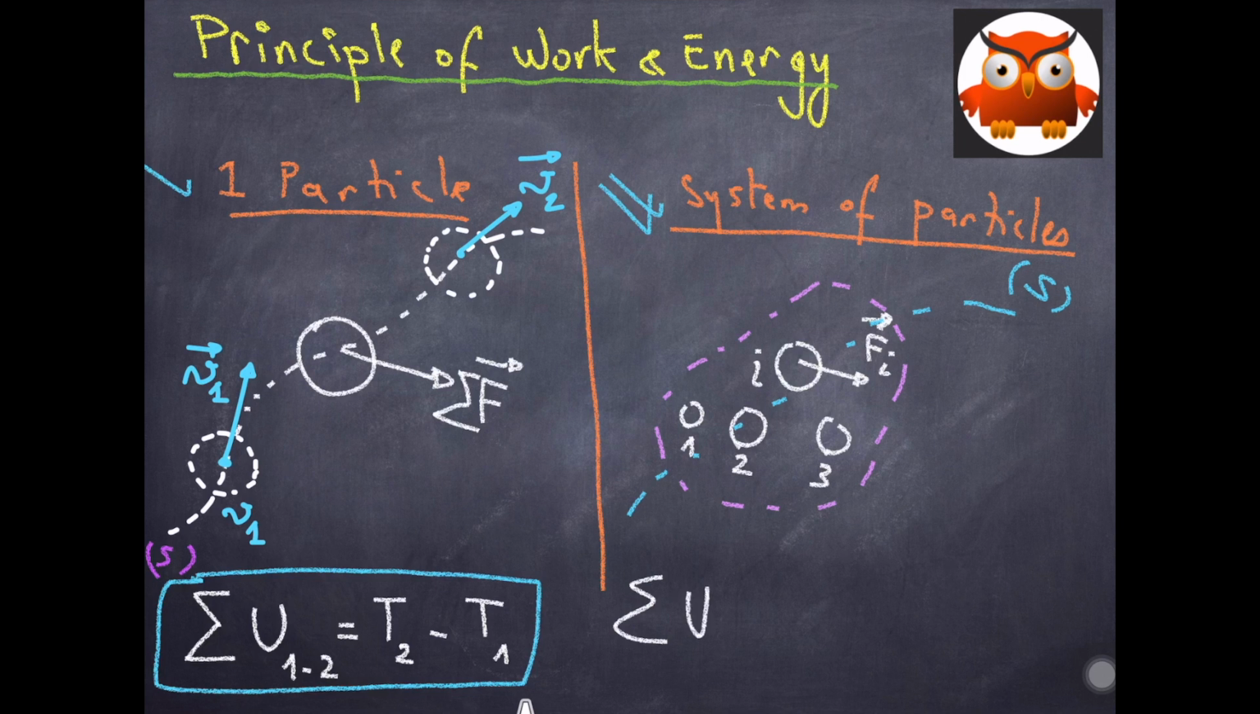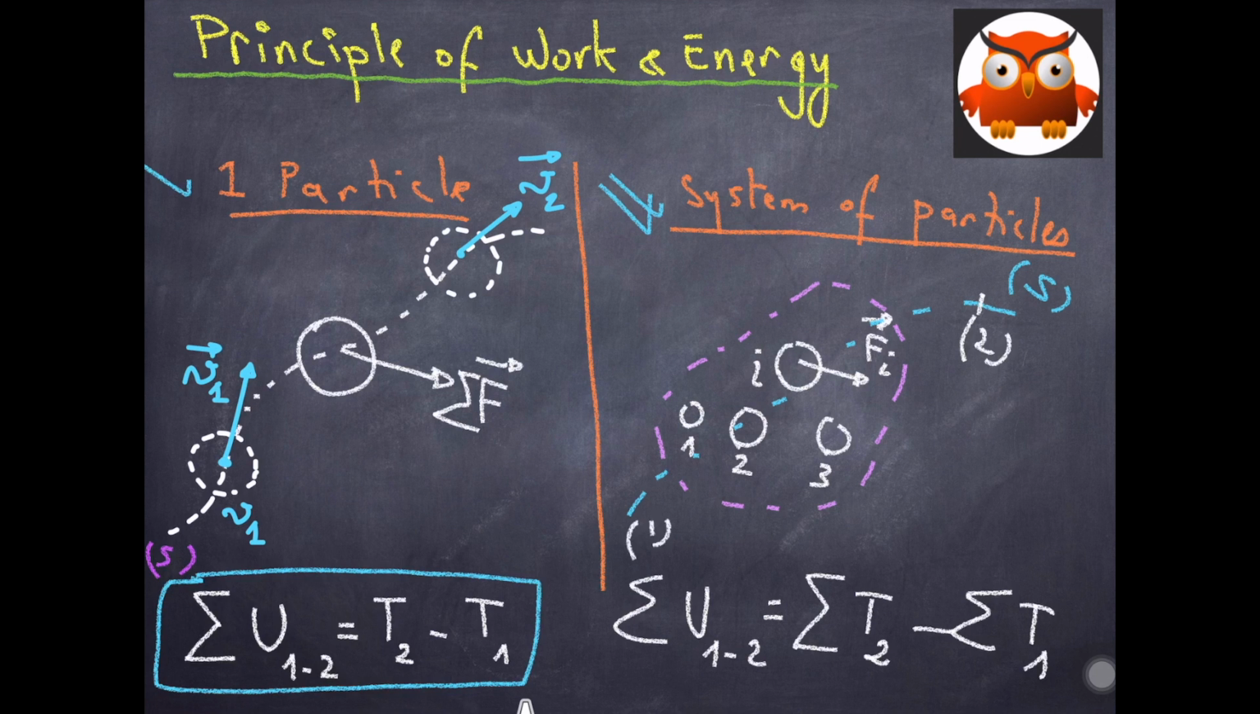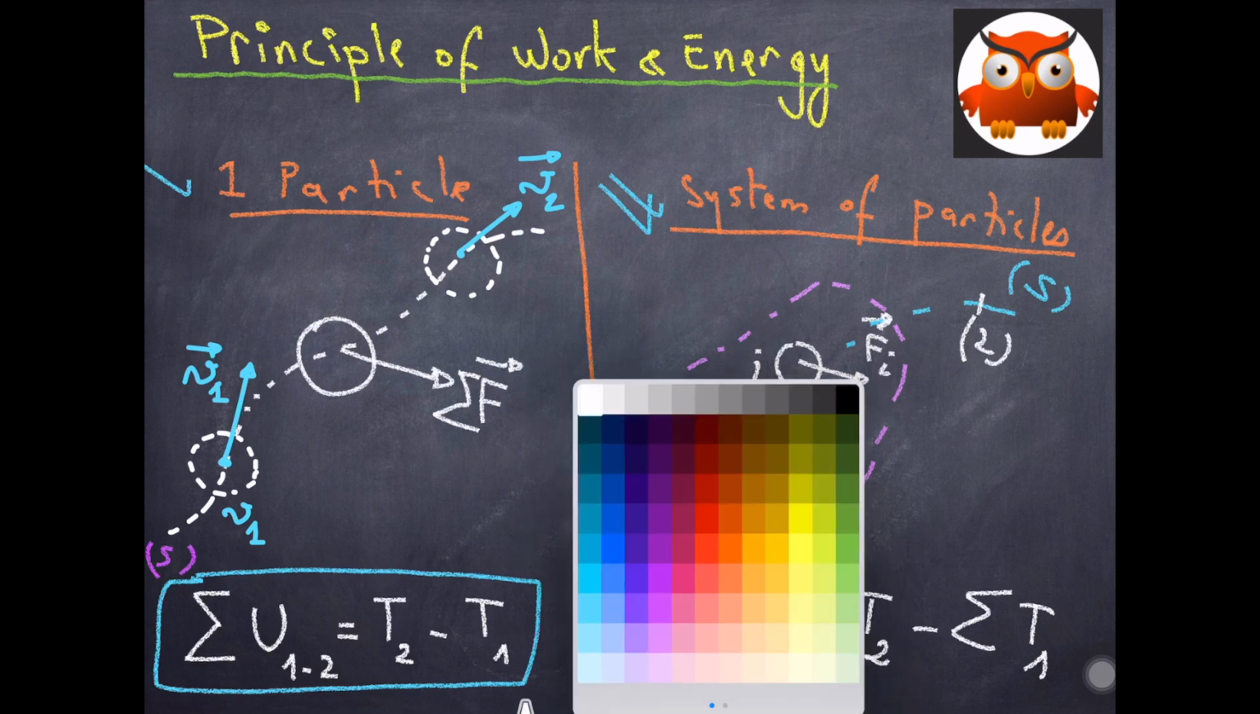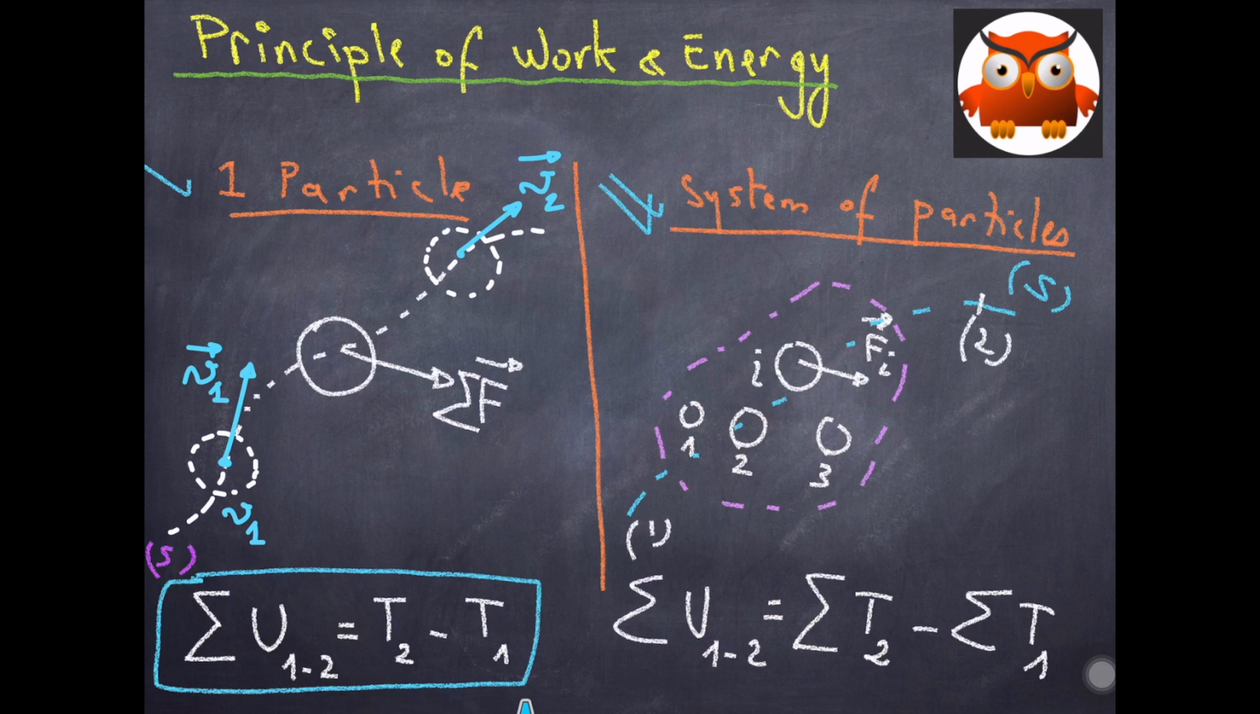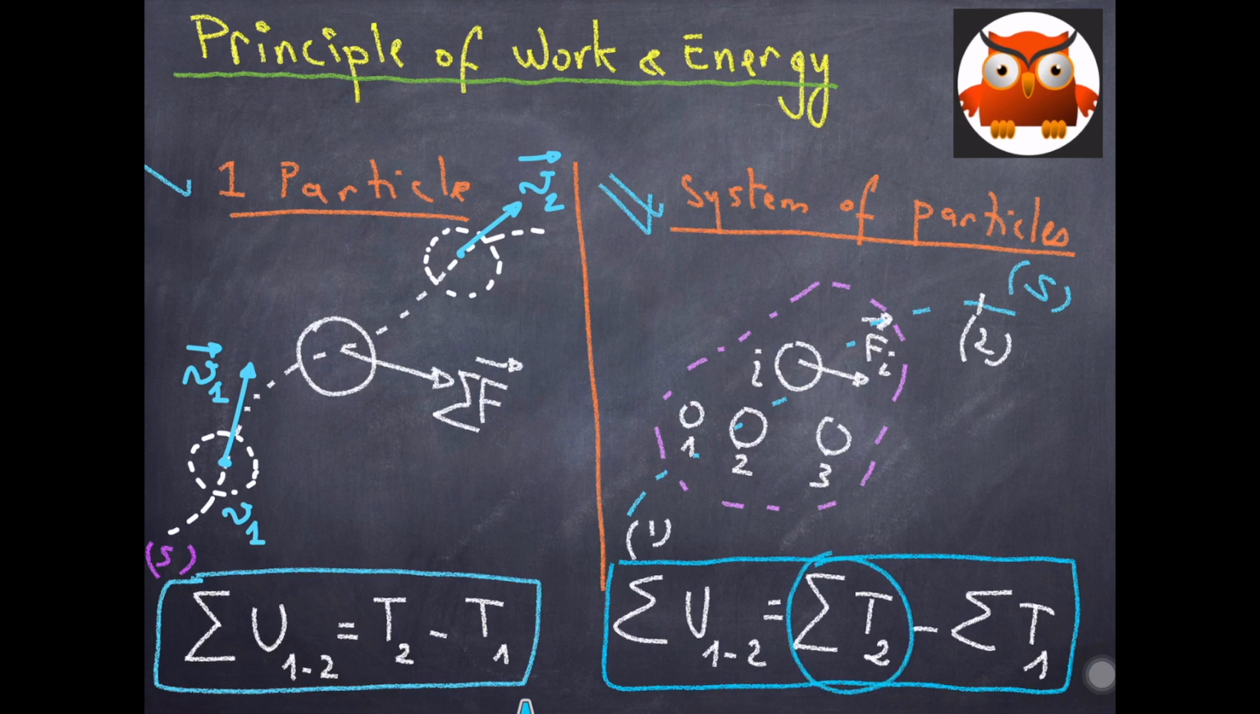The total work done by all forces is very simple, and the principle can be written as follows. The total work done by all forces is equal to the sum of all kinetic energies at position 2 minus the sum of all kinetic energies at position 1. So it is the same as we have stated for one particle, except that we are going to use the total kinetic energy at position 2 minus the total kinetic energy at position 1.